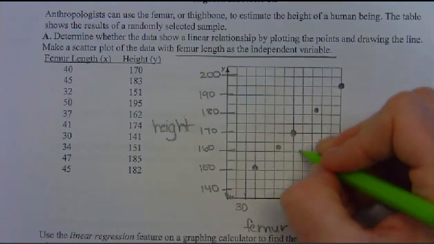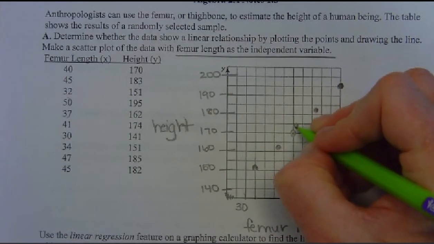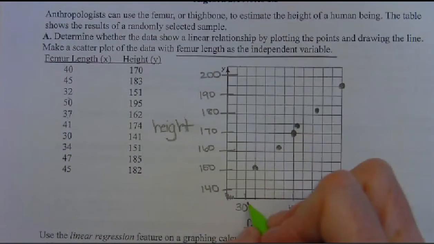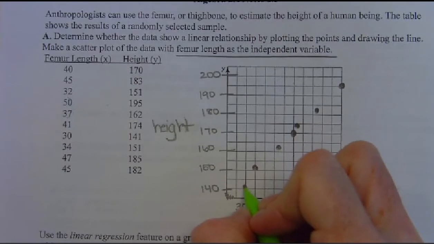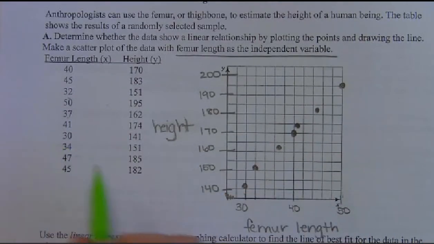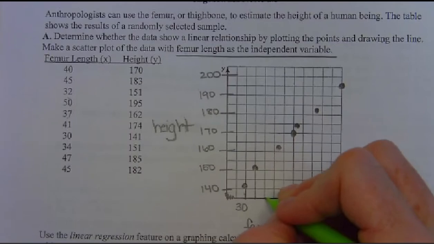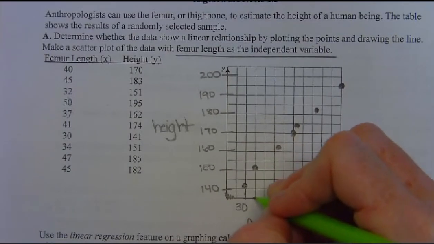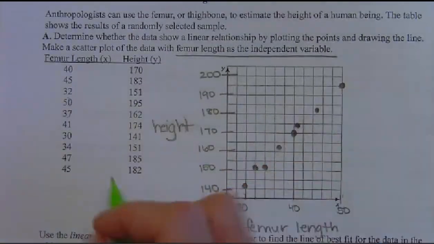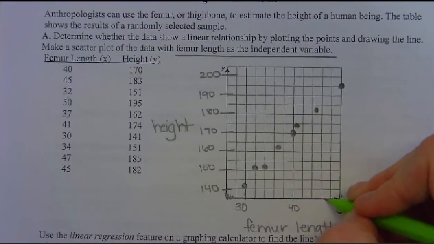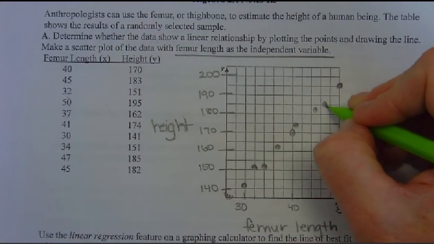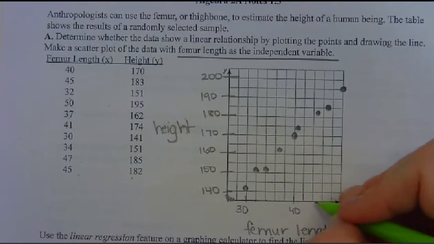41 is at 174. 30 is at 141. 34 is at 151. 47 is at 185. And 45 is at 182.